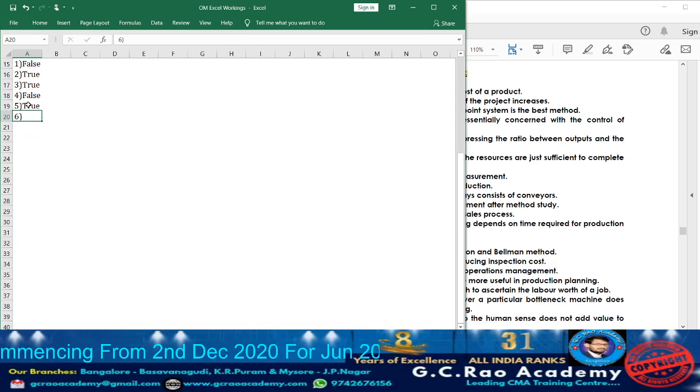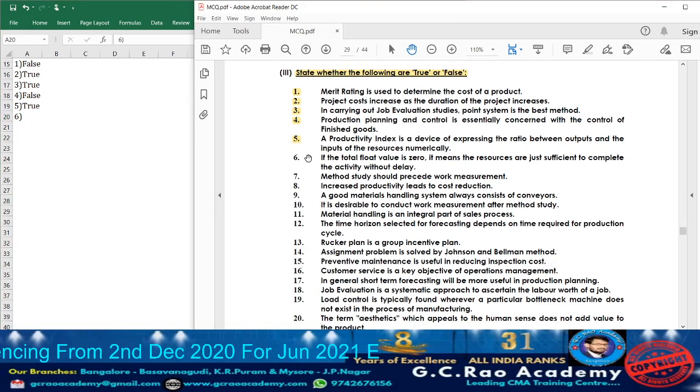Now moving on to point 6. What they're telling is, if the total float value is 0, it means the resources are just sufficient to complete the activity without delay. Yes, it is true.